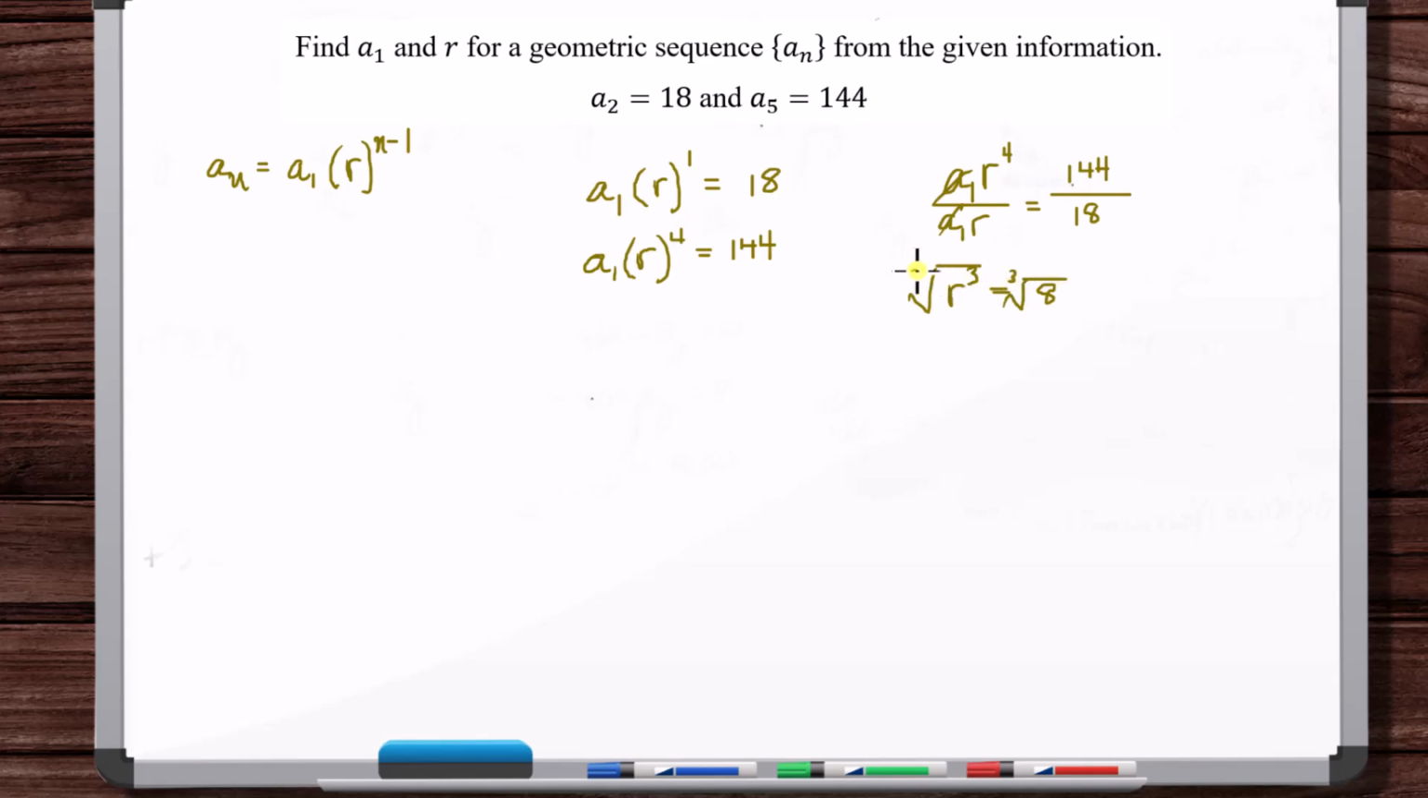So take the cube root of both sides, and we get that r is equal to 2. Now let's plug r is equal to 2 in here and solve for a1. So you get 2a1 is equal to 18, so a1 is equal to 9. So there you go, you've got a1 and r. That's what it's asking.